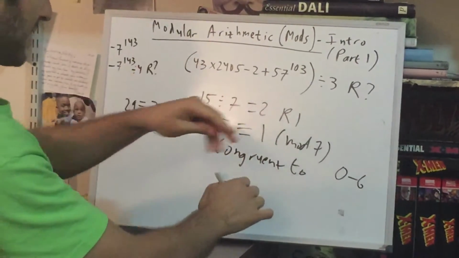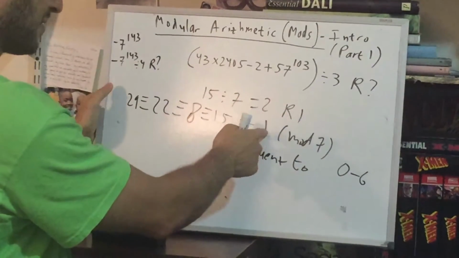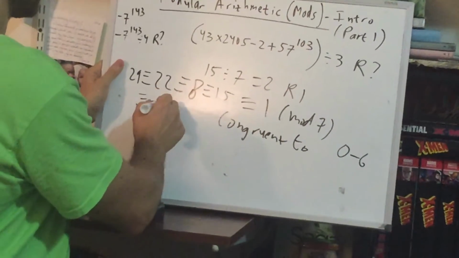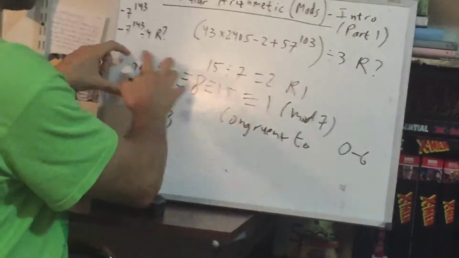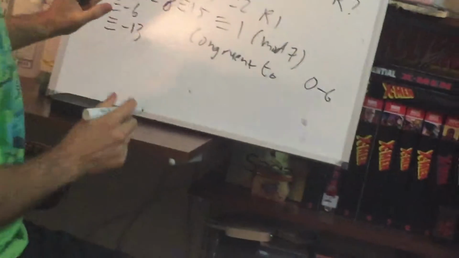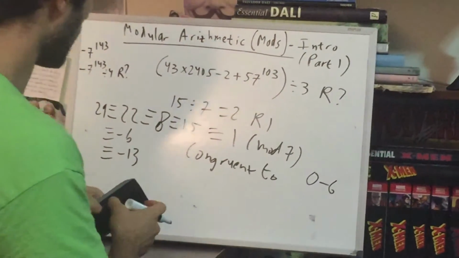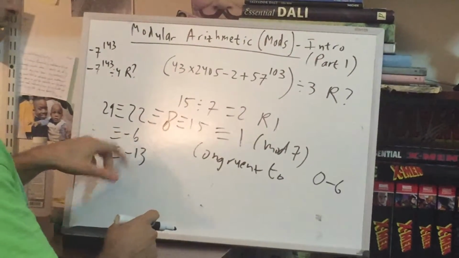But we could subtract 7, so we could go minus 7, minus 7, minus 7, minus 7. 1 minus 7 is negative 6. Negative 6 minus 7 is negative 13. So all of these have the same remainders. So you might be wondering, what's with these negative numbers? Well, let's look at this really quickly. How can you have a negative remainder?